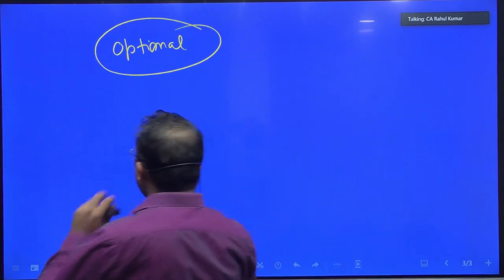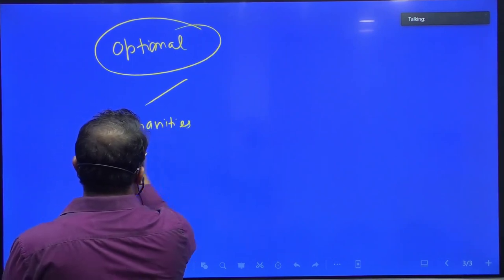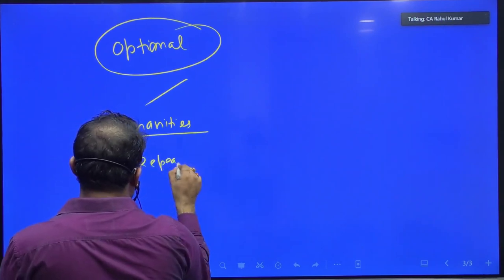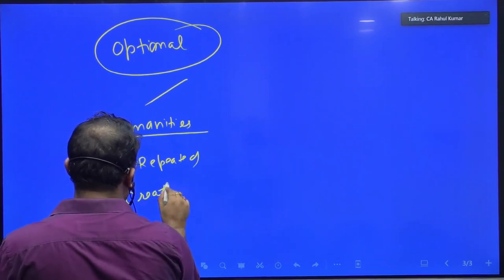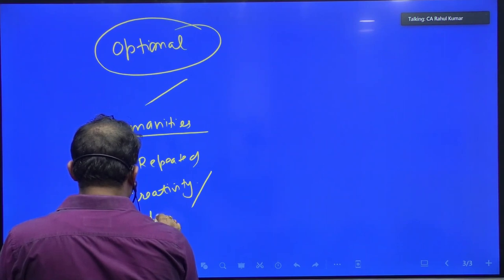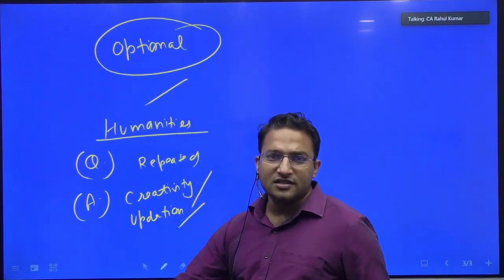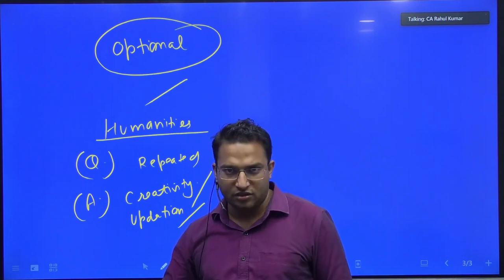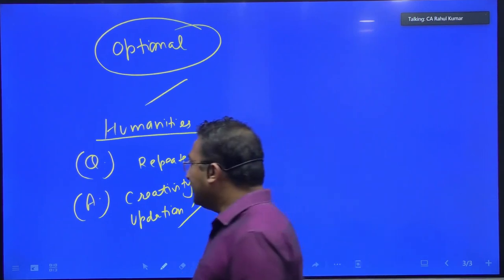Why? Because if you go to the humanities, the questions might be repeated, but in answers, there is a lot of scope of creativity. They have a lot of updations required, current affairs, case studies, so many things. And in humanities, so many people appear in the exam. So you never know who is your competition. The final answer can vary from person to person. And there is a lot of subjectivity.